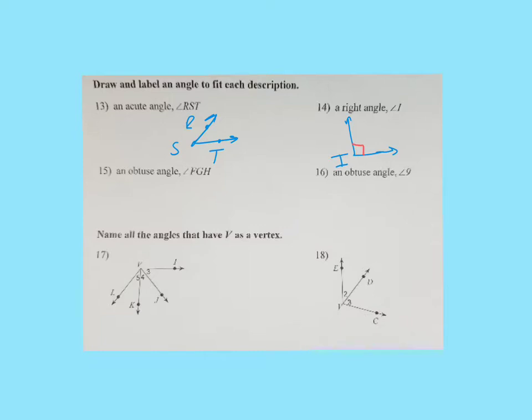An obtuse angle, so straight line, right? FGH. Perfect. An obtuse angle, just an angle 9. So remember, guys, if you're going to use an obtuse angle and you're going to use a number, the number goes inside, so you put 9 inside there. And that's it for 13 through 16.